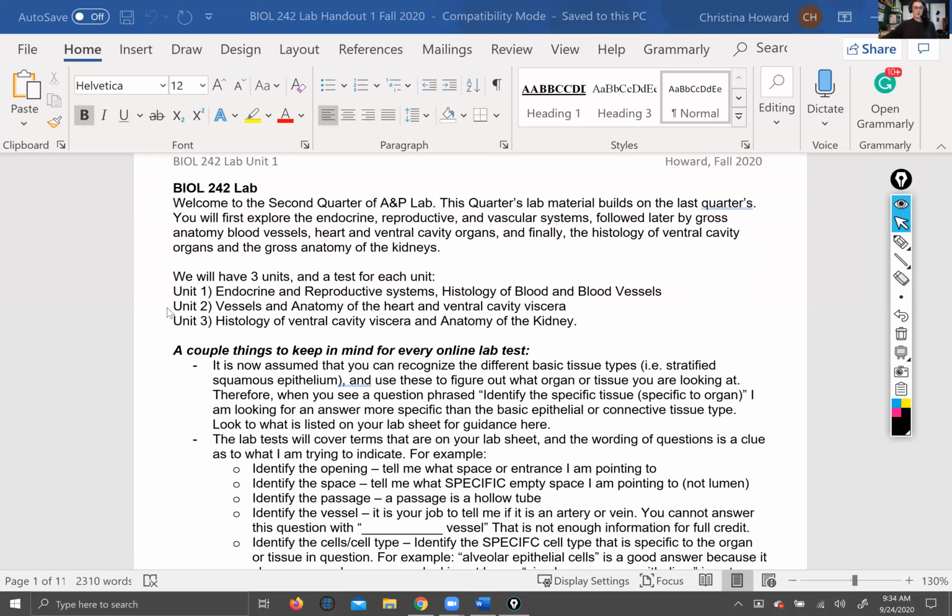So one thing is, each lab practical concerns one of the lab packets. The first one will be on the one I have open right now. Then we'll be done with that. The second will be on vessels and anatomy of the heart and ventral cavity viscera, so primarily a gross anatomy practical. And then the third one is going to be the histology of all of the above. So one test per packet.